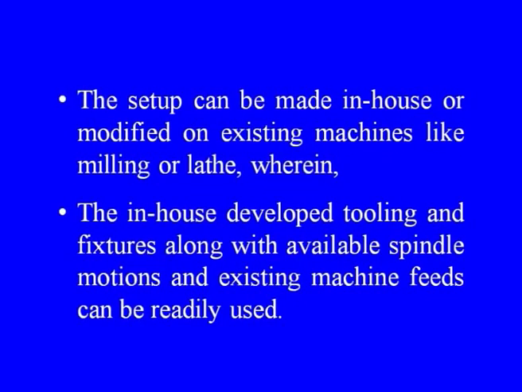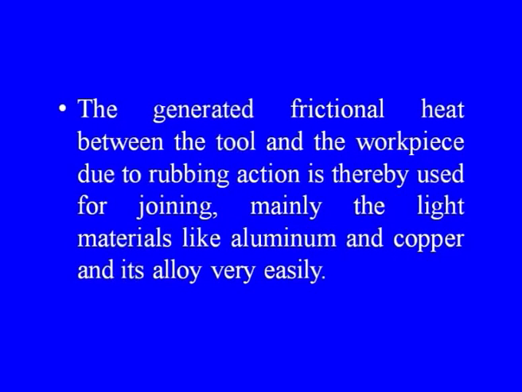The setup can be made in-house or modified on existing machines like milling machines or lathes. The in-house developed tooling and fixtures can also be used along with available spindle motions, and existing machine feeds can be readily used. That means no very sophisticated arrangements are required to carry out this welding process. The frictional heat generated between the tool and the workpiece due to rubbing action is thereby used for joining, mainly the light materials like aluminum and copper and their alloys, which can very well be welded.